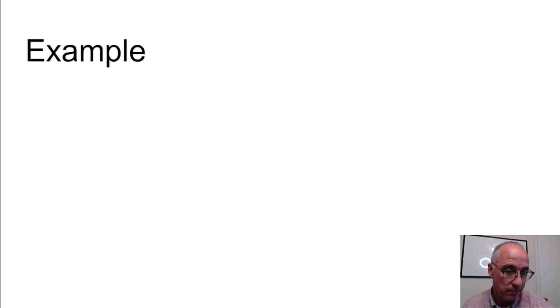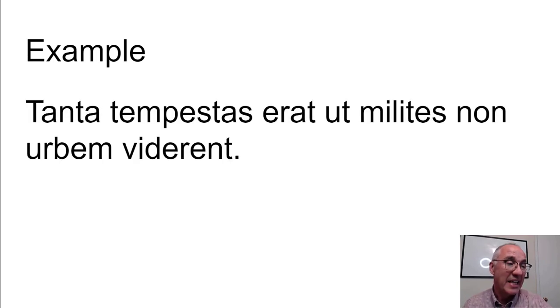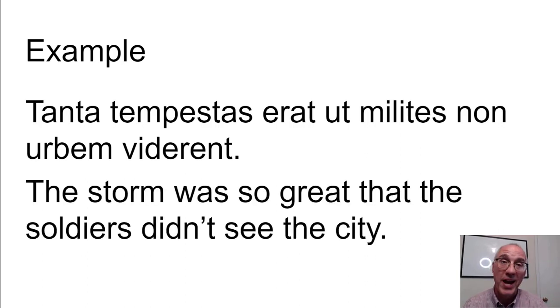Some other examples. Tanta tempestas erat ut milites non urbem viderent. The storm was so great that, as a result, the soldiers didn't see the city. Notice the non in there, okay? The non urbem, it's not an A. The ut, soldiers non urbem viderent.